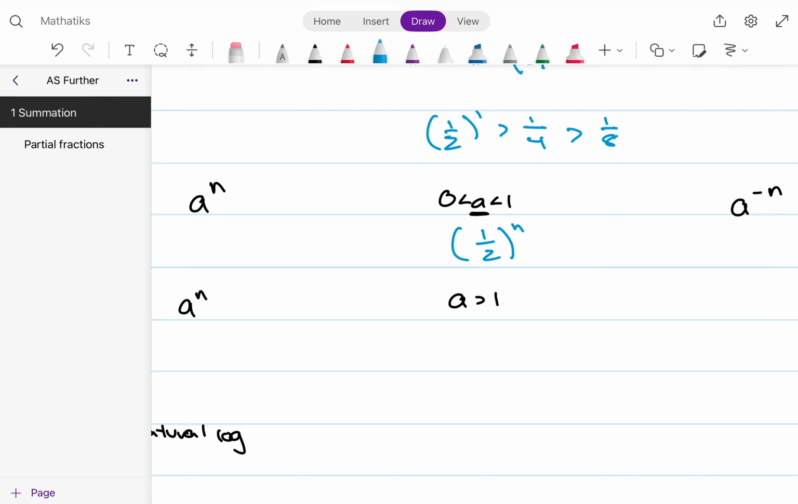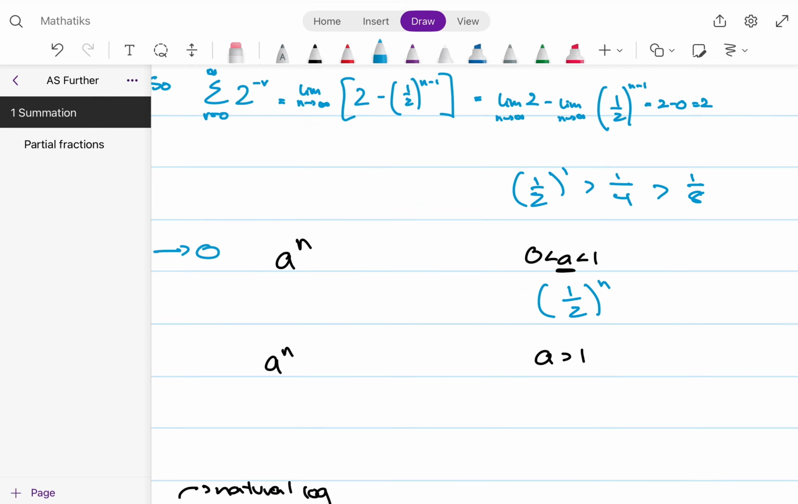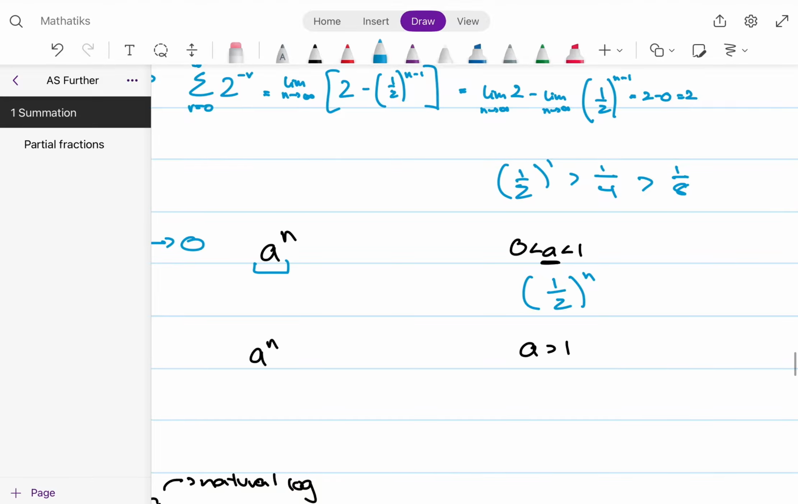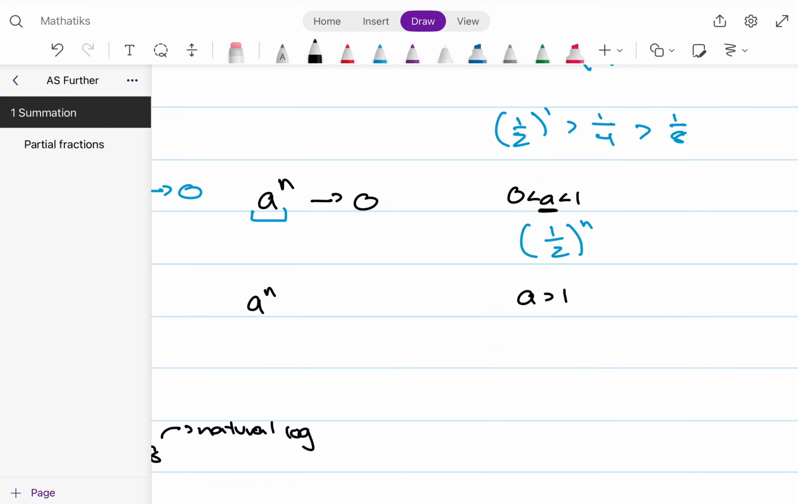These are getting smaller, which means when a is between 0 and 1, when this is a fraction, it is going to get infinitely smaller. So it's going to approach 0. However, when a is greater than 1, like you have 2 to the power 1, 2 squared, which is 4, 2 cubed, which is 8, it's going to get larger. So here, this term is going to approach infinity. It's going to keep getting infinitely larger.